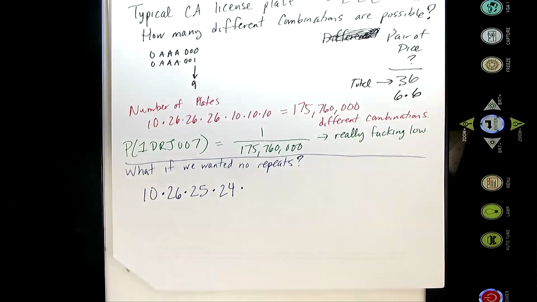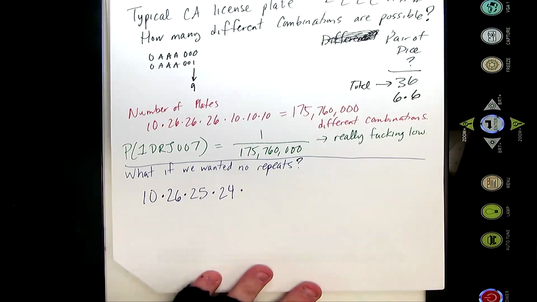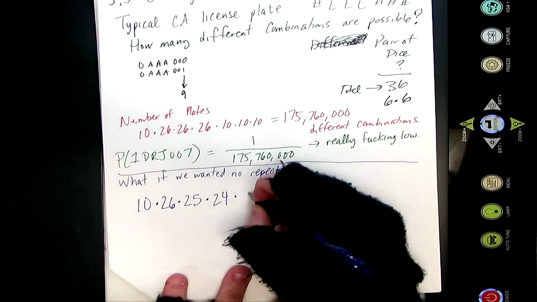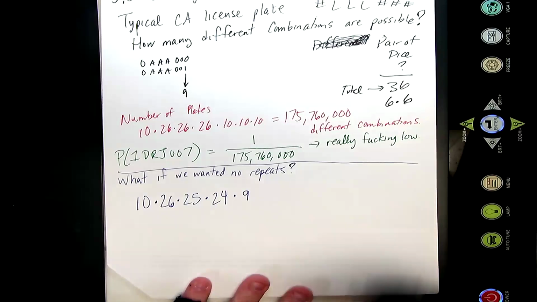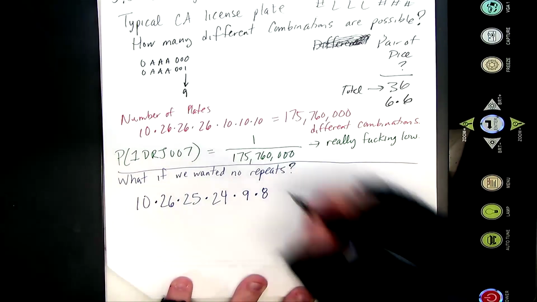Alright, someone else. How many different options for the second number? 9. How many different options for the third number? 8. There we go, need more participation.